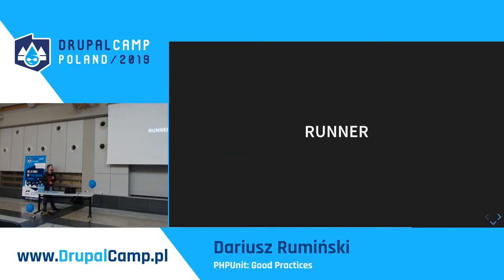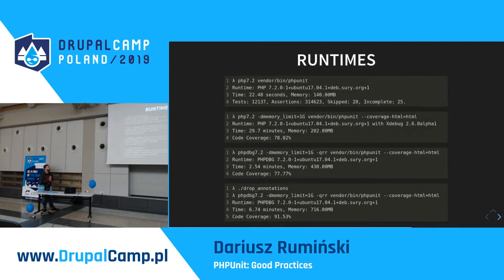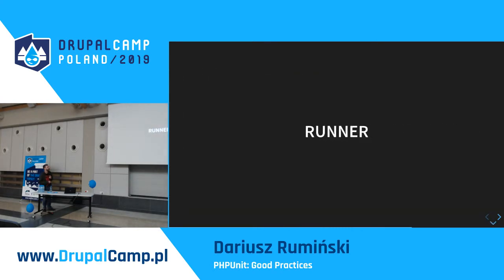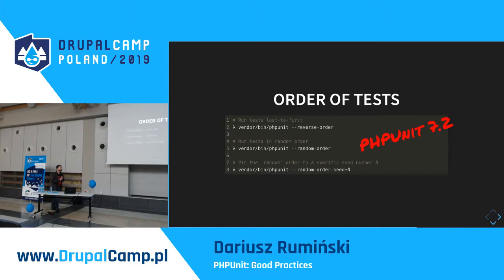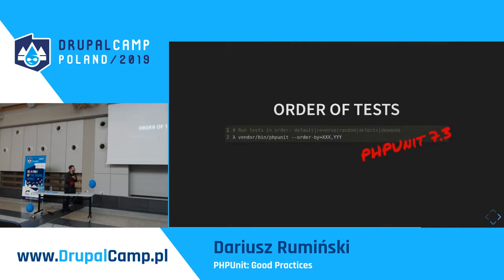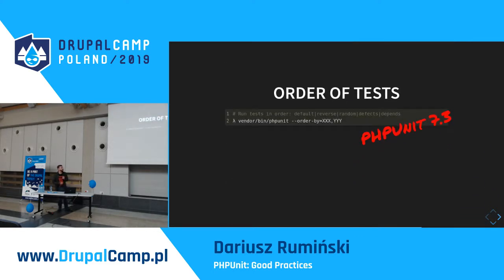So let's see the runner itself. We already saw some calls here. Let's see how we can use it nicely. In PHPUnit 7.2, some more options were added. We can now control the order of execution. We can order by random, by reverse, and so on. With version 7.3, it was unified into a single CLI parameter, and now we can say that we are executing our tests in a given order. The most interesting order here is defects.